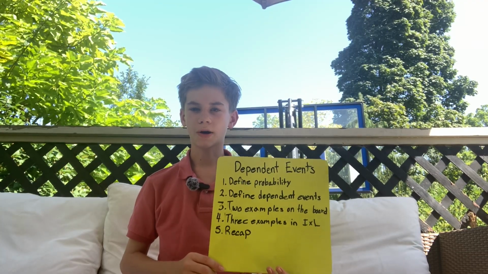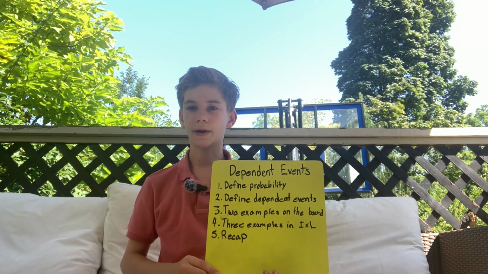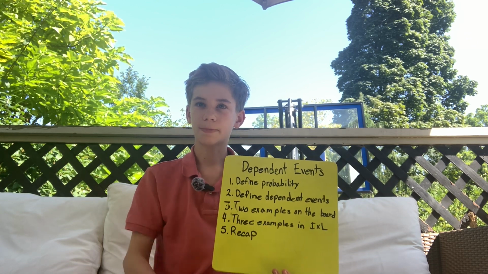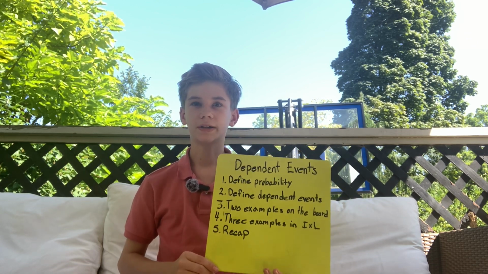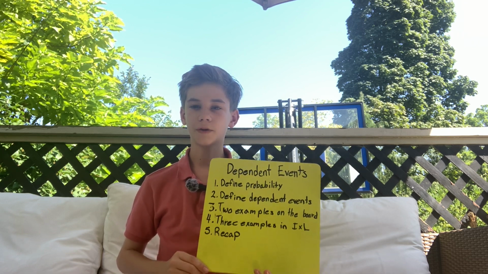Now let's go to the recap. Welcome back. In this video, we learned how to calculate the probability of dependent events. We do this by multiplying the probability of the first event times the probability of the second event as if the first event has happened. We did 2 examples on the board and 3 in IXL.